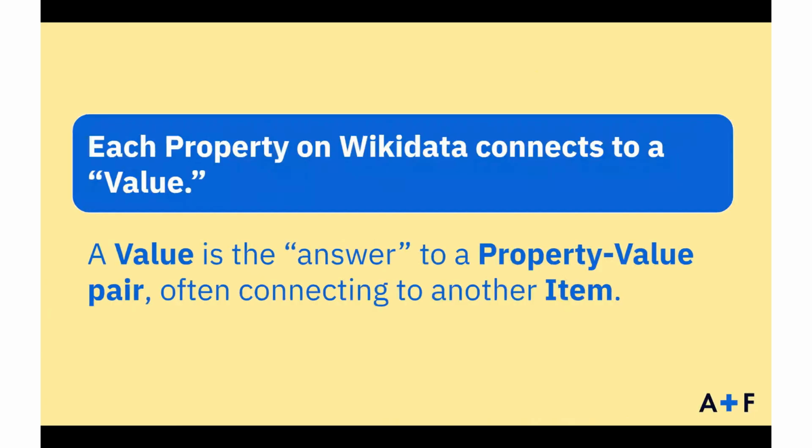This brings us to values. Each property in Wikidata has a corresponding value that describes the Wikidata item. Most of these link to other Wikidata items, but some, such as dates, don't link to anything.